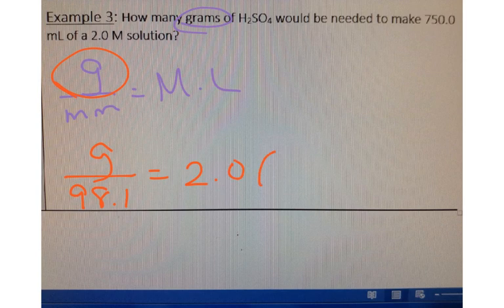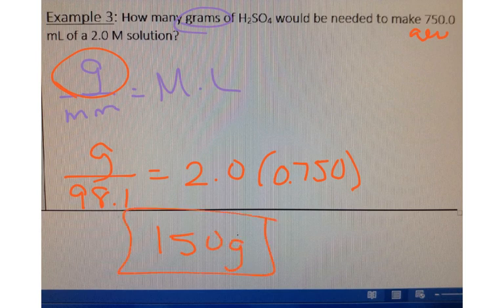Now, you can set up the proportions, or if your teacher allows, you can just move it over 3 decimals. So instead of 750, it would be 0.750 liters. Okay? And so when we cross multiply that, I get 150 grams, rounded to the correct number of sig figs.